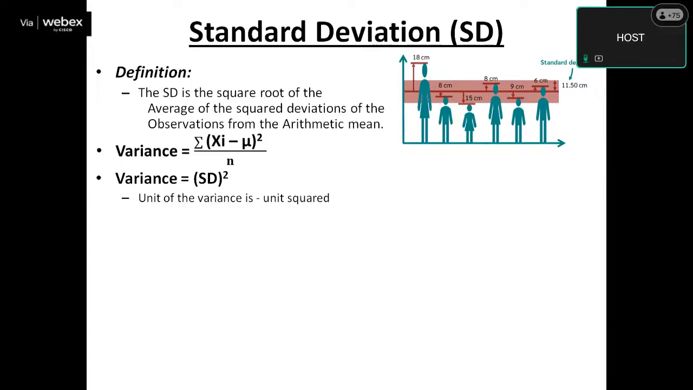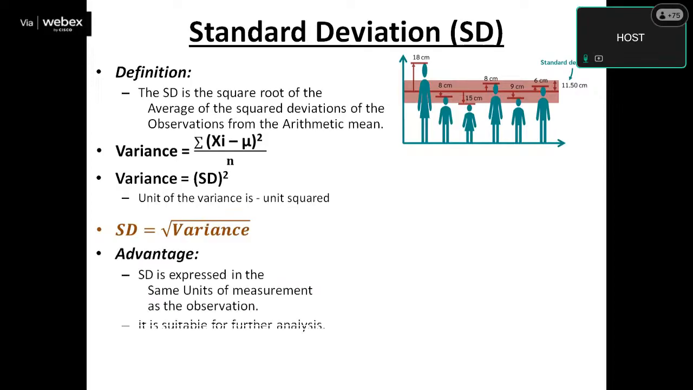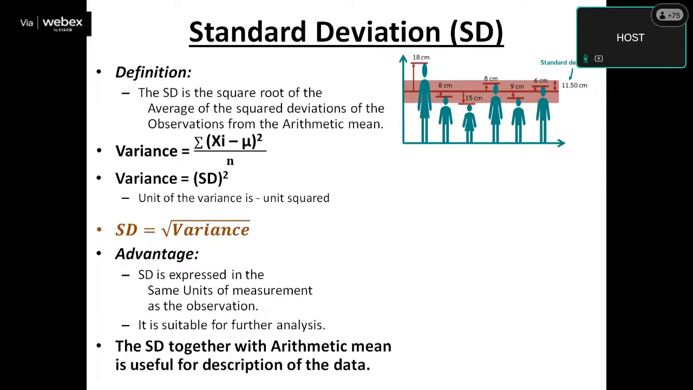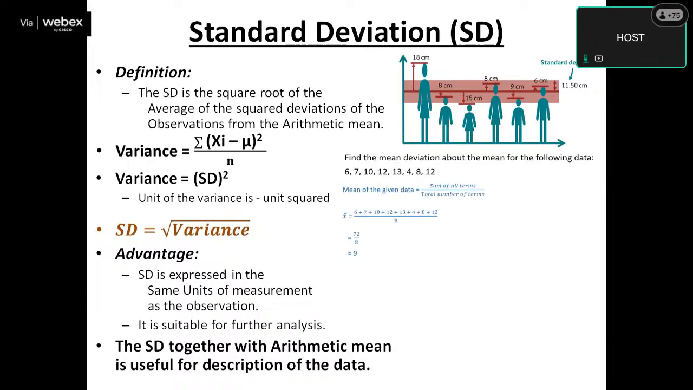When we want to calculate the standard deviation, it is the square root of variance. And that is why the standard deviation has the same unit of measurement as the observations, and that is why it is useful for further analysis. So if we take the arithmetic mean and standard deviation both, that will be very useful for the description of various data. Now let us see how we will calculate it.